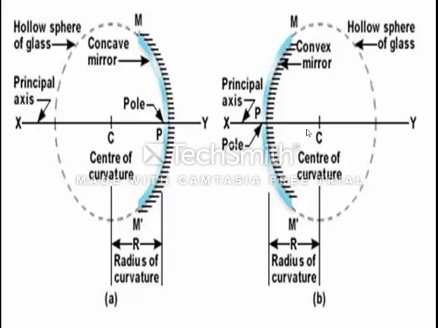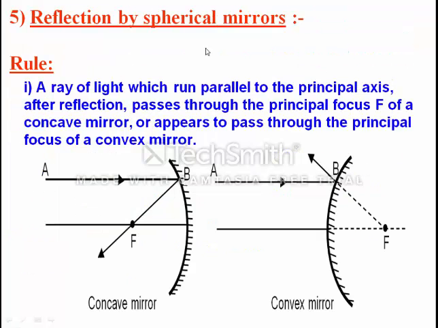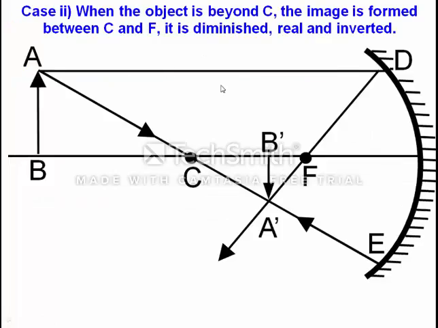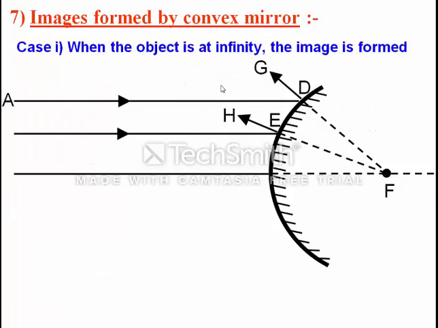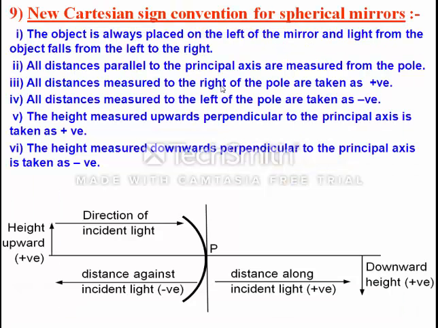Here we have talked about the focus and the focal length. Okay: center of curvature, radius of curvature, pole, principal axis, principal focus, focal length. We have talked about the rules for the concave mirror and convex mirror. After that we talked about image formation by the concave mirror, then the image formed by the convex mirror. We have talked about the uses of the concave mirror and the uses of the convex mirror.